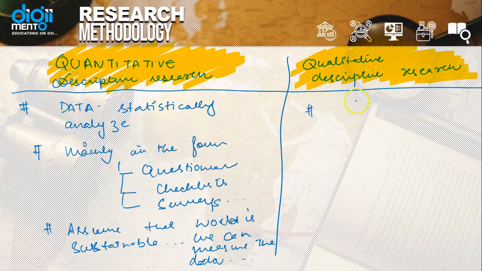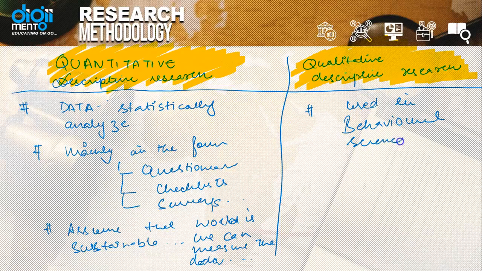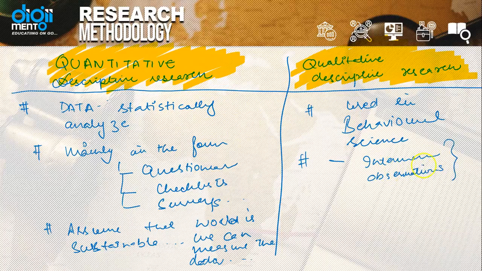The qualitative descriptive research is basically used in behavioral science. So whose behavior are we going to research, like human behavior, right? So it is basically in the form of interviews and observations, and you can see that these two, interviews and observations, are not measurable. Like questionnaires, checklists, surveys, we can measure them, and in the qualitative we cannot measure it, we just analyze the behavior.